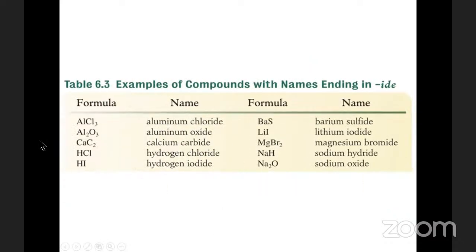Some examples are given here of binary ionic compounds and how they're named. I'm just going to point to a couple of examples. For example, this compound here is known as calcium carbide. This one is known as magnesium bromide. I think we saw that before. This is called sodium hydride. In all cases, you start off with the full name of the metal first, then the stem of the name of the nonmetal, and then we end that part with IDE. So that's basically how we name these compounds.